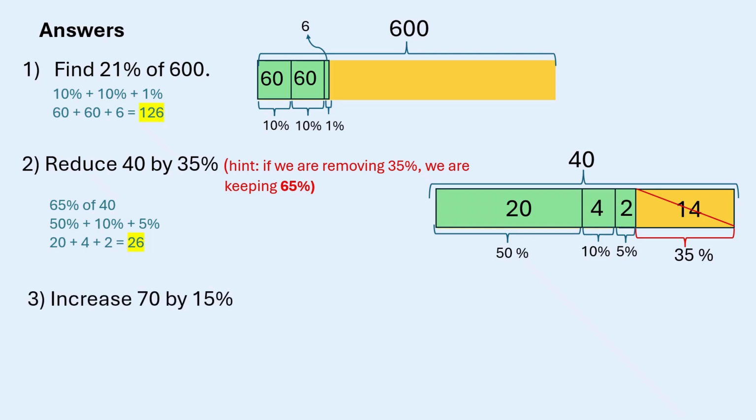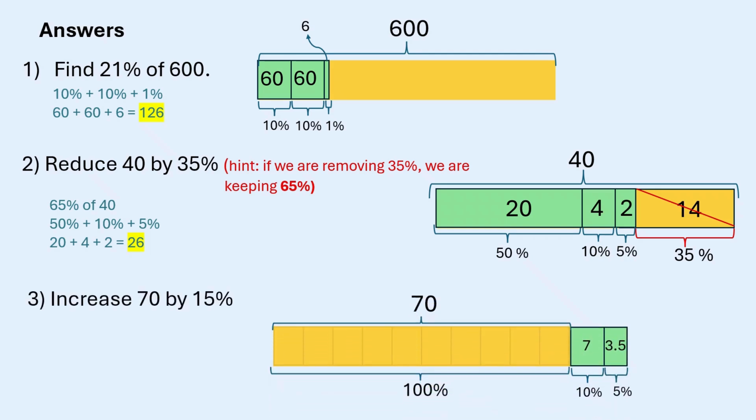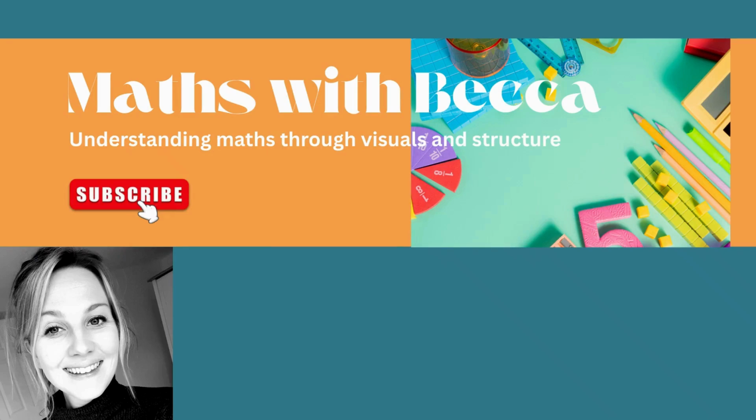And the last question, increase 70 by 15%. So as you can see here, we've got our original 70, that was 100%, and then I've added on an extra 10%, which would be 7, and 5%, which is half of that, so that would be 3.5, and then the total would be 80.5. So really well done if you had a go at those. I hope the bar models have been helpful in adding some more structure and visual explanation to the answers. So that brings us to the end of this video.